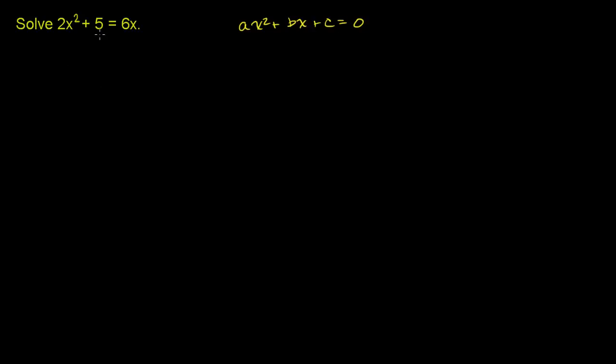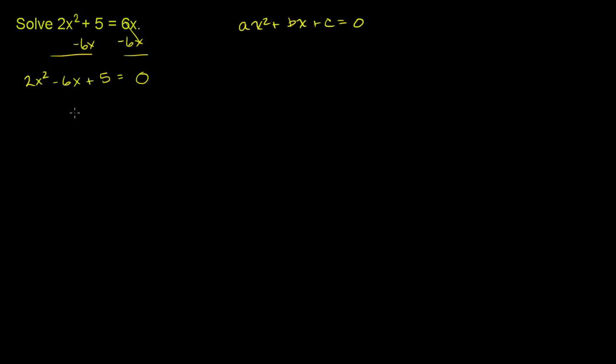And to do that, we essentially have to take the 6x and get rid of it from the right-hand side. So we just have a 0 on the right-hand side. And to do that, let's just subtract 6x from both sides of this equation. And so our left-hand side becomes 2x squared minus 6x plus 5 is equal to, and on our right-hand side, these two characters cancel out, and we just are left with 0.